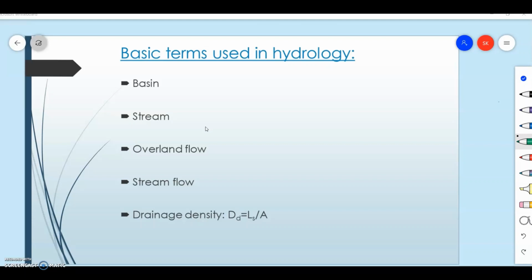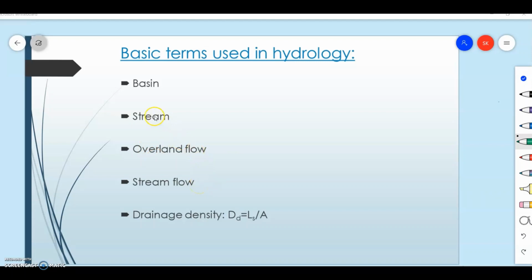Then the next term is overland flow. What is meant by overland flow? Basically, it is that portion of the rainwater which flows over the land surface, and it is called overland flow. Then the next one is the stream flow.